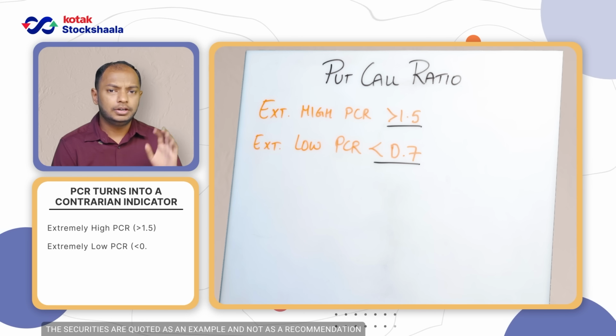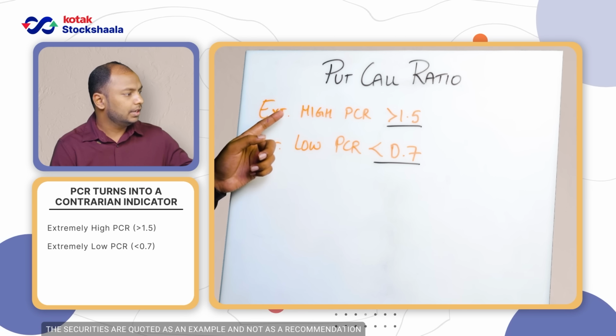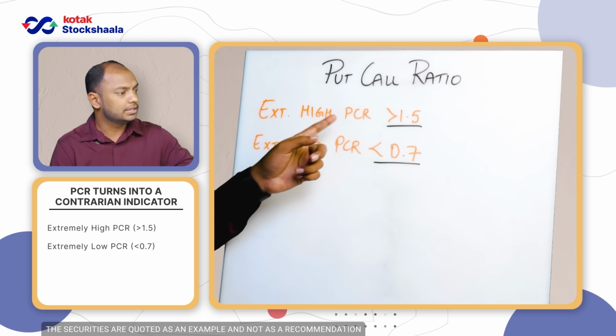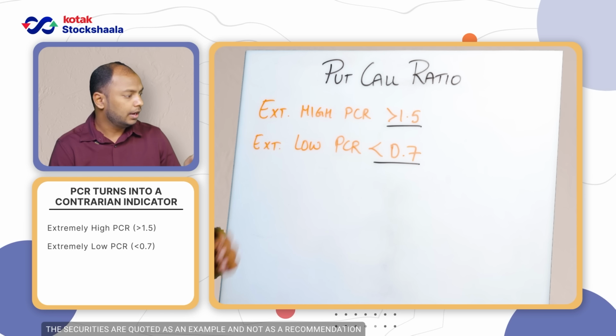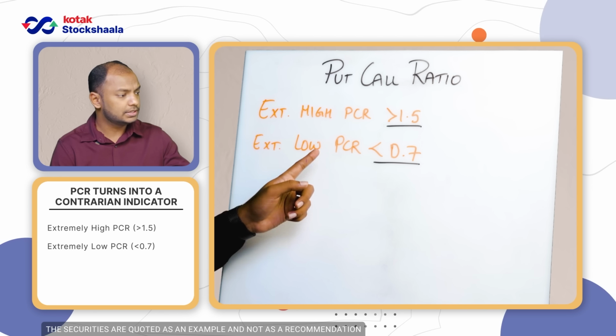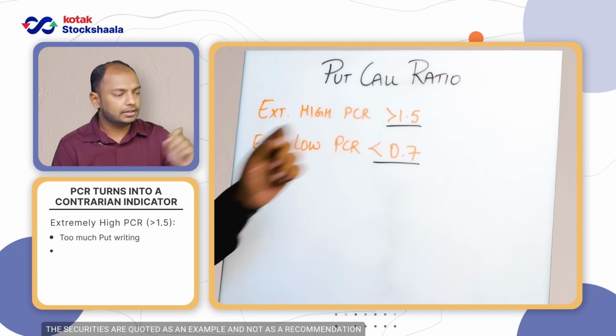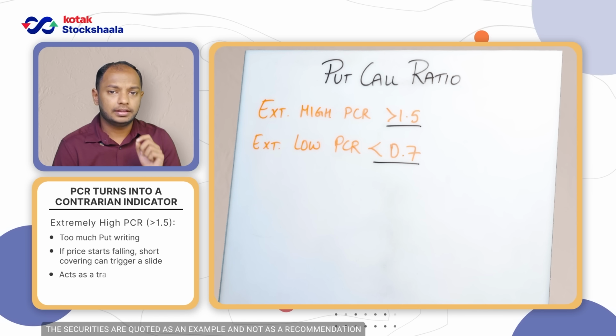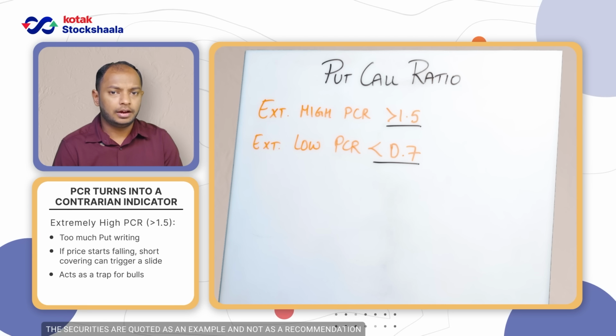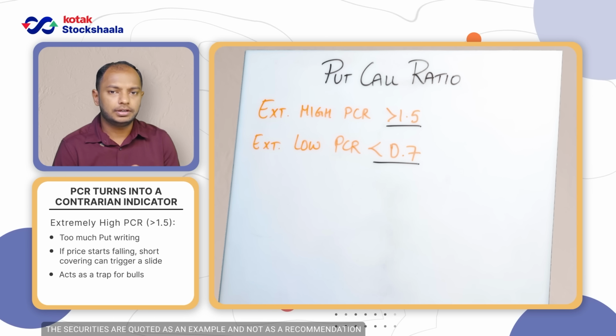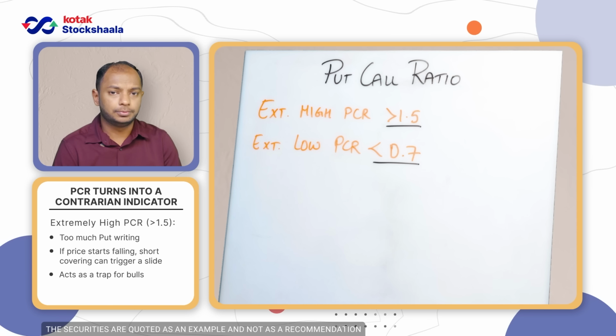Now let's consider two different scenarios. In the first scenario, we have extremely high PCR, which is greater than 1.5, and on the other side, we have extremely low PCR, which is less than 0.7. An extremely high PCR of greater than 1.5 suggests that there is extremely high put writing, which also means that there could be short covering and could be a trap for the bulls.